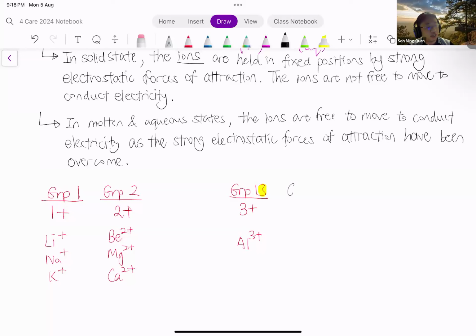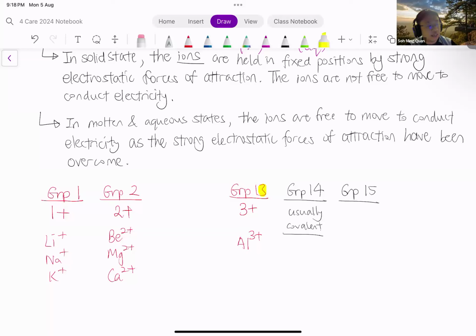Then we have group 14. Group 14, 4 valence electrons. Usually covalent bonding, meaning it doesn't form ions. So like carbon forms covalent bonds by sharing electrons. And that's what we will cover next time round. All right. But carbon usually shares electrons. It doesn't form ions.